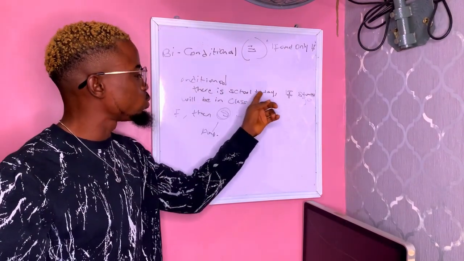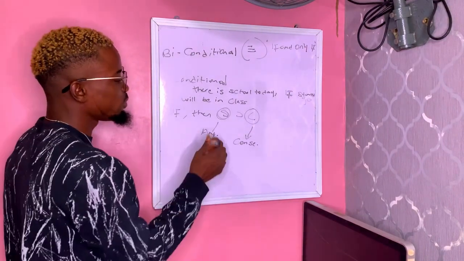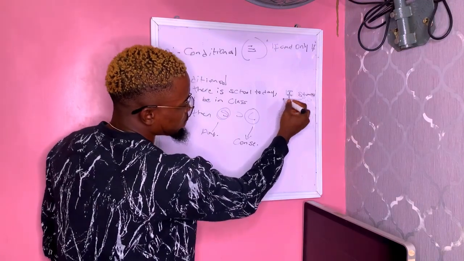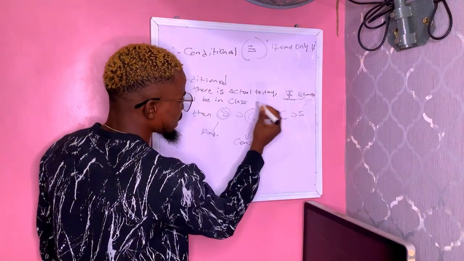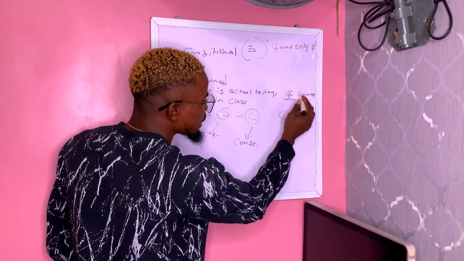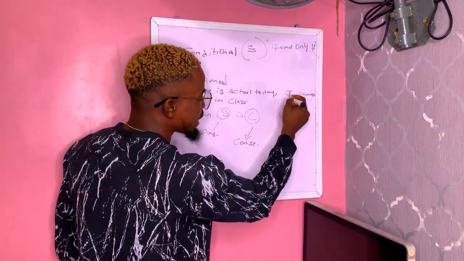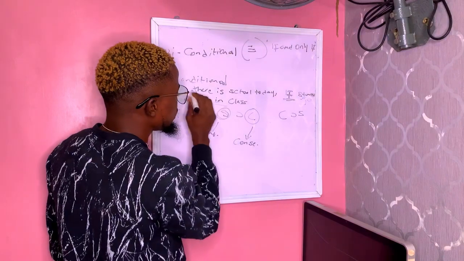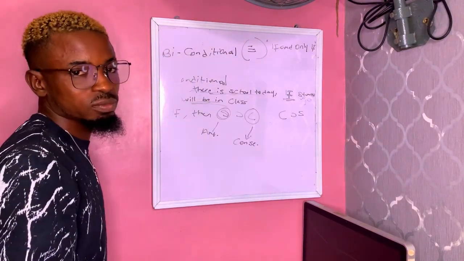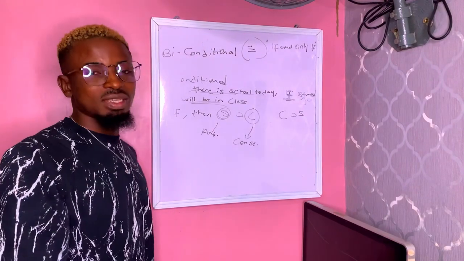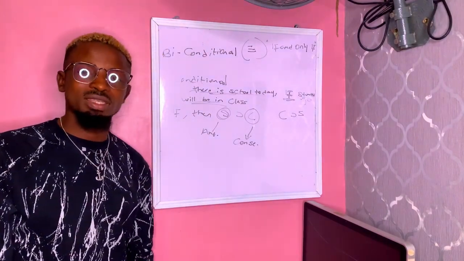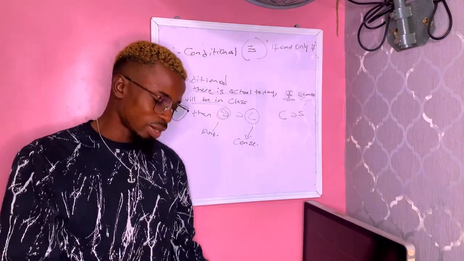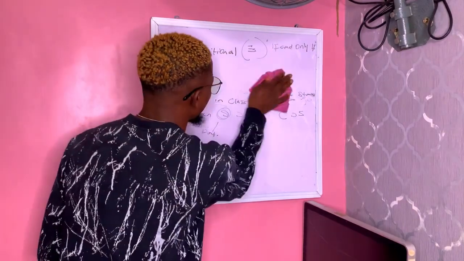So now here we have, there is school today if students will be in class. If you want to symbolize this now, it's going to be C implies S, because students will be in class is the word that is coming immediately after if, and the rule states that the word coming immediately after if is our antecedent, and is the antecedent that you symbolize first. So if students will be in class, then you now symbolize there is school today. So it's very, very clear. Antecedent, consequent, you symbolize antecedent first, then the consequent later. Any word that is coming immediately after if is our antecedent, then the other one is our consequent. So let's quickly explain biconditional.